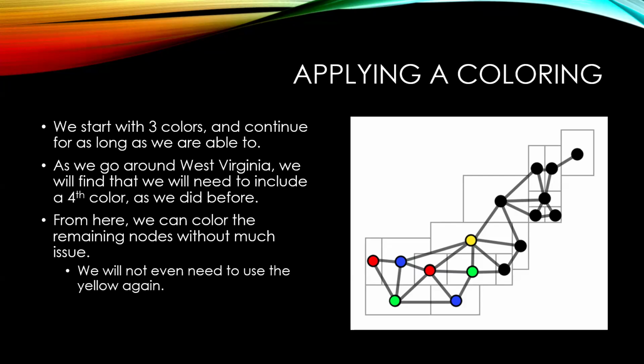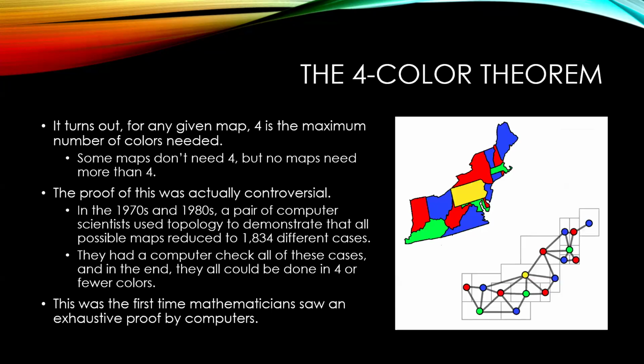And as you start going around, you'll notice that this state here is going to end up having to have a 4th color. It's the only one that requires a 4th color, though. And so this is our 4-color theorem. The idea that 4 is actually the most that you need. And this is the exact case where you would need that 4th color. And so it turns out for any given map, 4 is the maximum number. Some maps don't need 4, but no map needs more than 4.